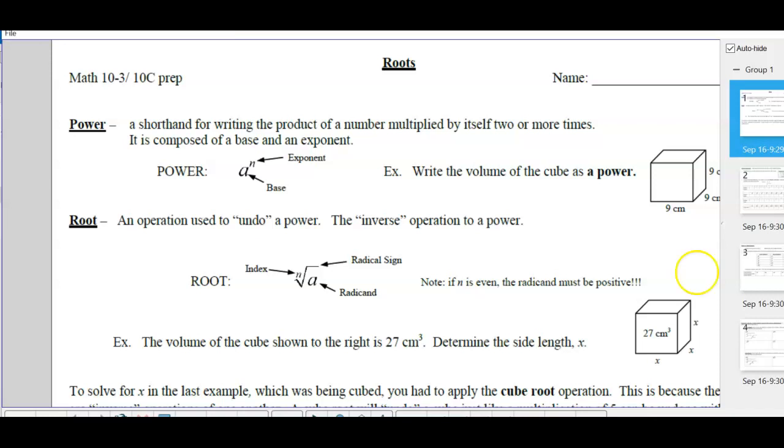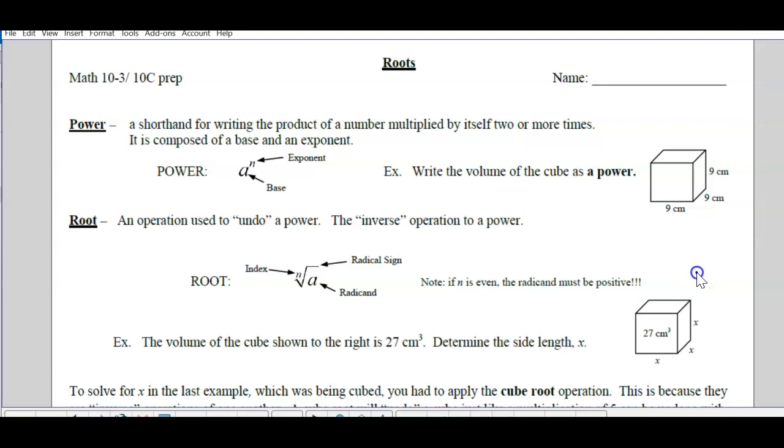So we did one like this when we actually did the lesson. The volume of this cube as a power, well, remember, volume of a cube or any prism is length times width times height. Okay, so these are all the same if it's a cube. So volume equals 9 times 9 times 9, which is 9 cubed. Okay? You can evaluate it. It just says write it as a power. And this would be centimeters cubed as well.